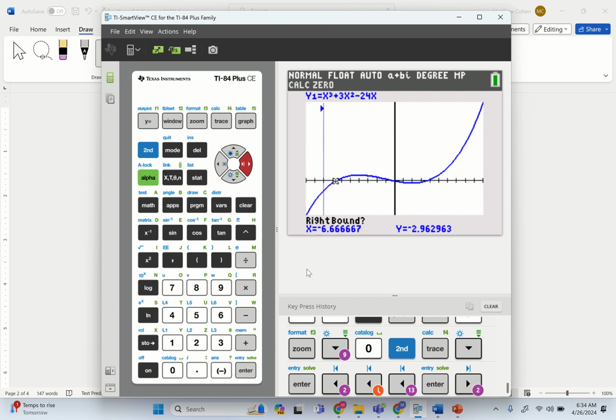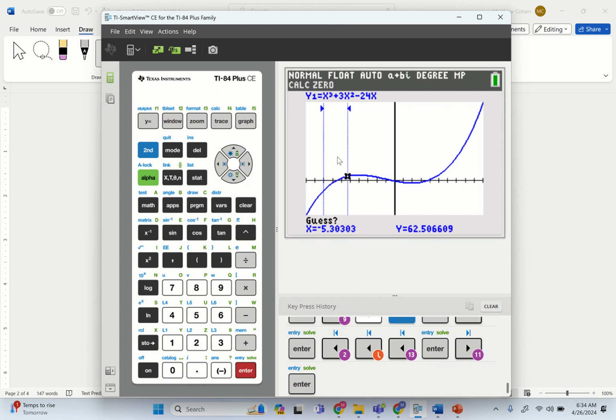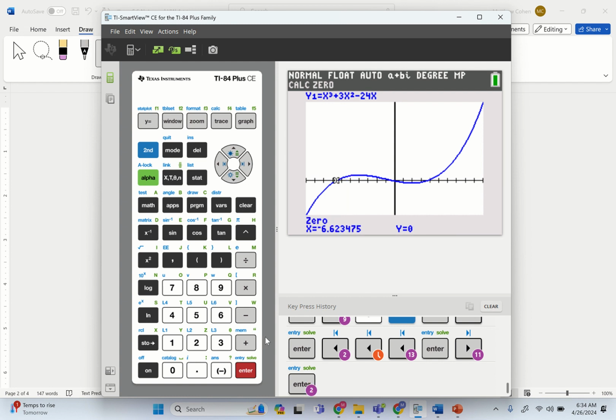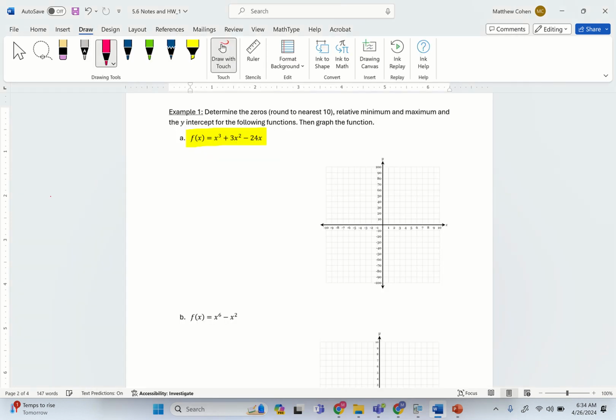And then I'm going to move the cursor when it says right bound. I'm going to move the cursor to the right of the 0, hit enter. And so now it's going to be looking for a 0 between these two lines. And you can see it's going to be right there. When it says guess, just hit enter. And you'll see your cursor goes to your first 0, which is negative 6.60. So we can write that over here. So we have, for our zeros, negative 6.60.